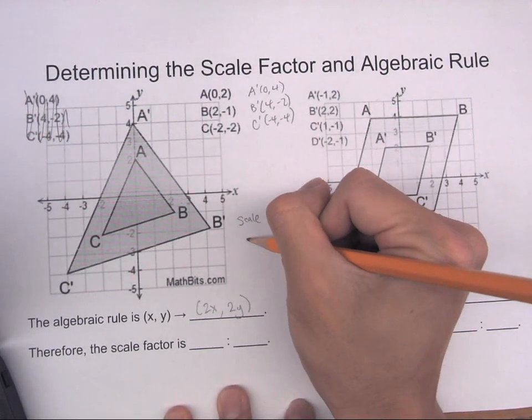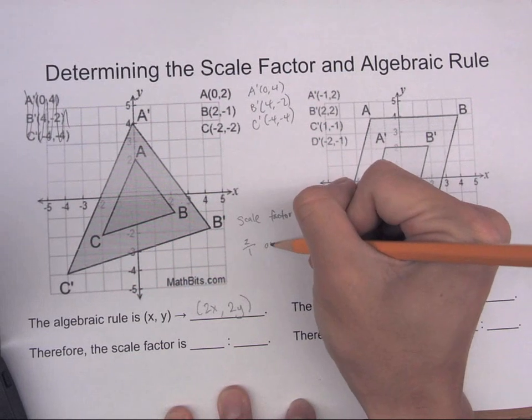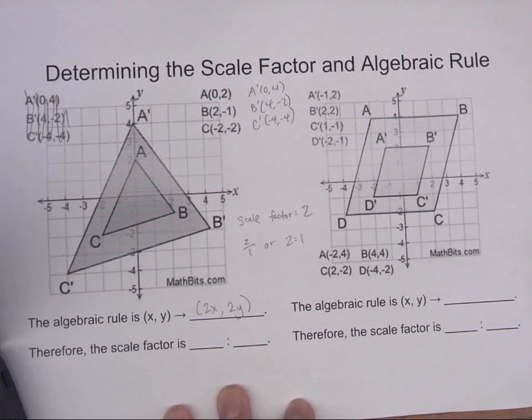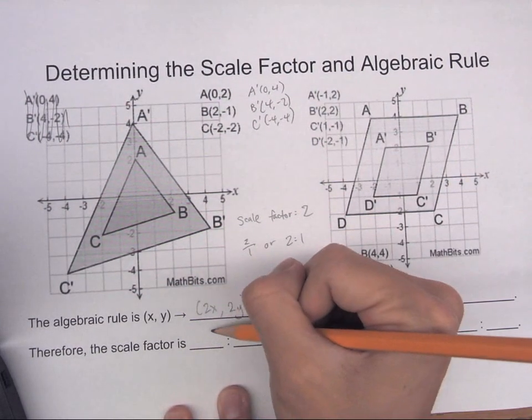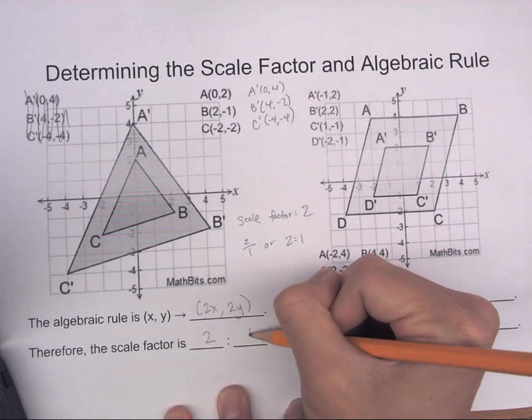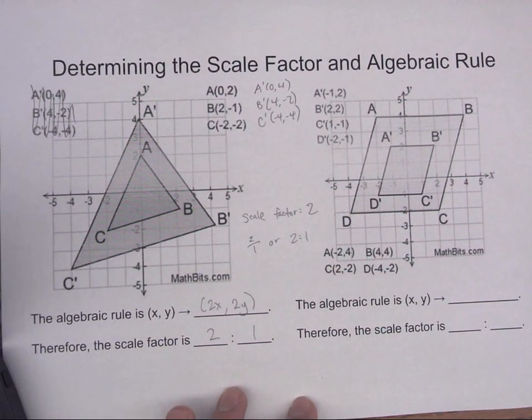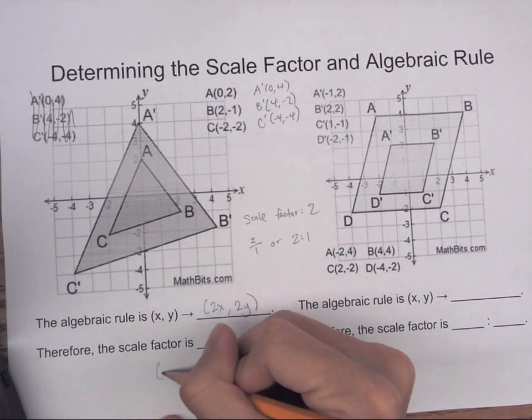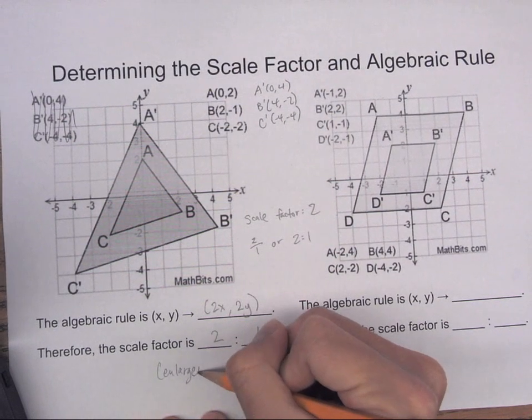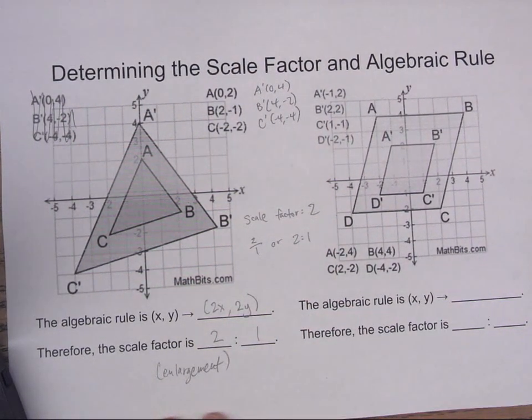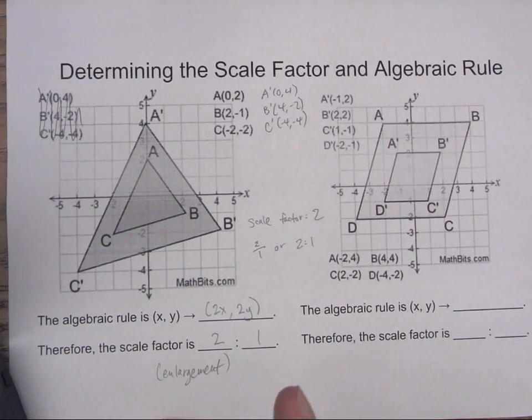You can think of it as 2 over 1 or 2 to 1. So that is the scale factor that goes here. The scale factor is 2 to 1. This is called an enlargement, when you're going from the smaller image to the bigger image.